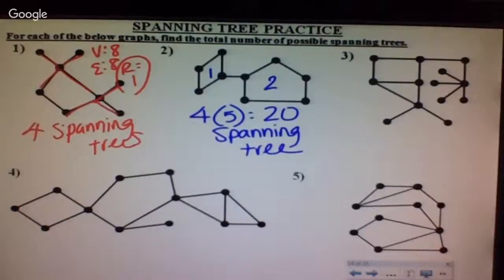Because I have to remove 2 edges in this one. Again, your vertices are 9 and your edges are 10. So I need to remove 2. I need to remove 1 from this one and 1 from that one.